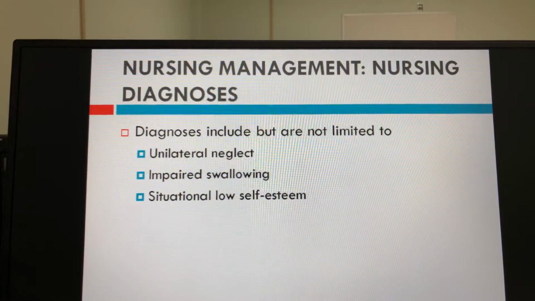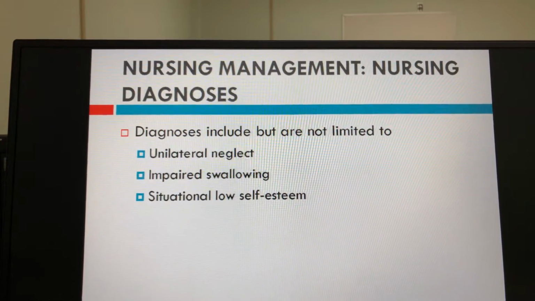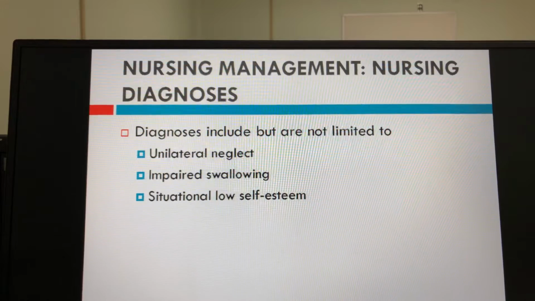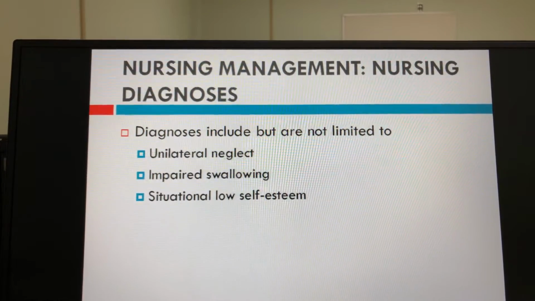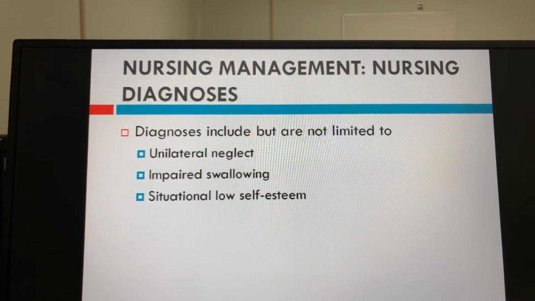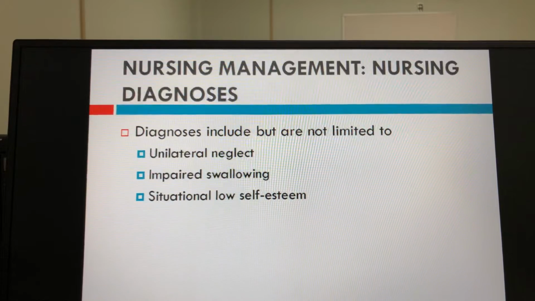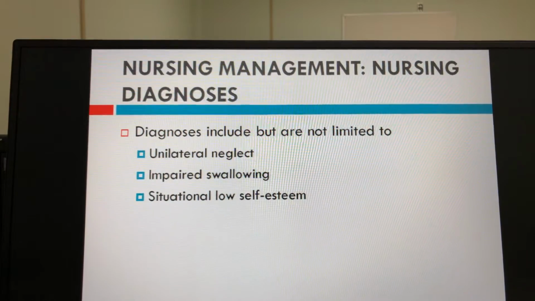Other diagnoses are unilateral neglect, and that could be related to visual field cut and loss on one side of the body, that hemianopsia, and brain injury from cerebrovascular problems. The patient can experience impaired swallowing related to weakness or paralysis of affected muscles. Situational low self-esteem related to actual or perceived loss of function and altered body image.